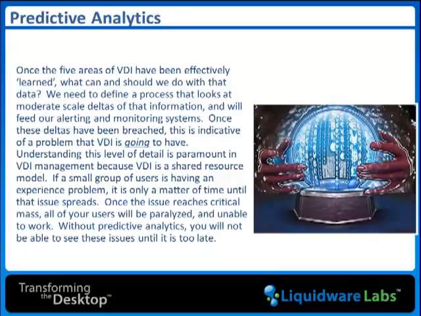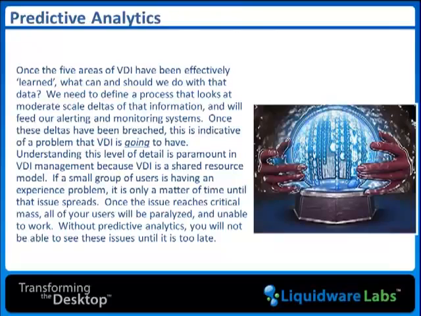And now we're going to talk about some really fun stuff, which is predictive analytics. Now, once the five areas of VDI, which we talked about before, which is going to be client operating system, host hypervisor, storage system, virtual network sniffing subsystem, and finally our applications, once we've learned all these areas, what can and should we do with that data? Well, we need to define a process that looks at all the moderate scale deltas in information and will feed our learning and monitoring systems. Now, once these deltas have been breached, this is indicative of a problem that VDI is going to have. So essentially, we've allowed you through Stratosphere UX to see when you're going to have problems before you actually do.